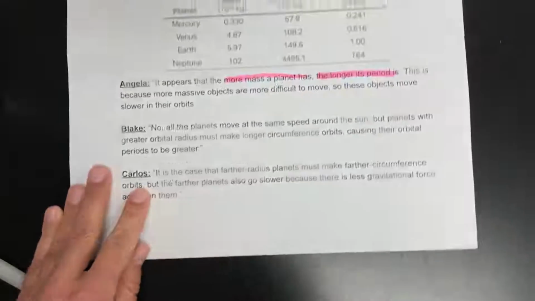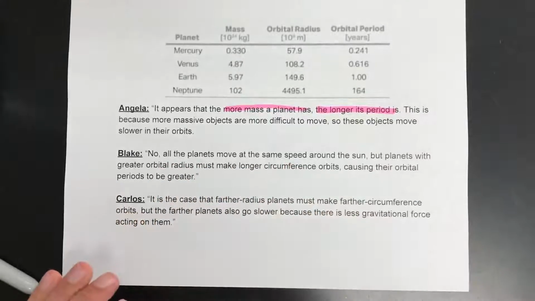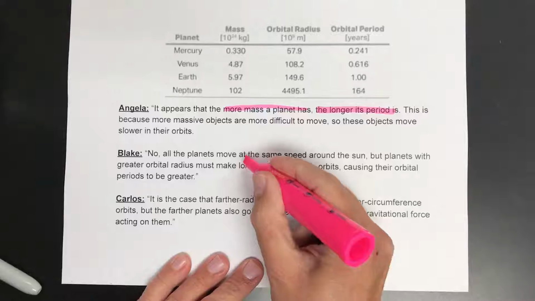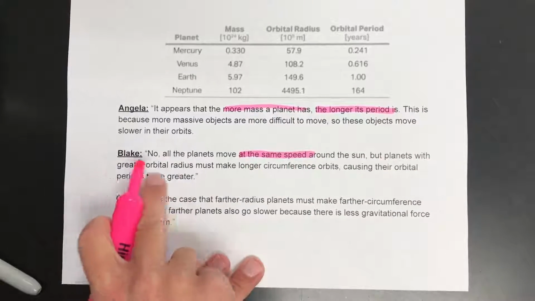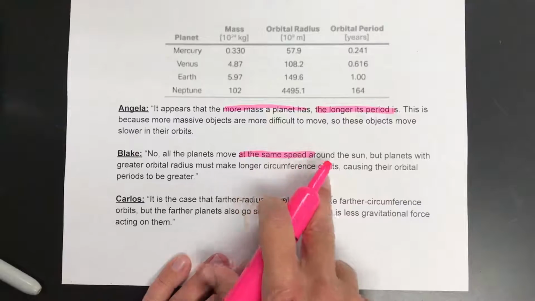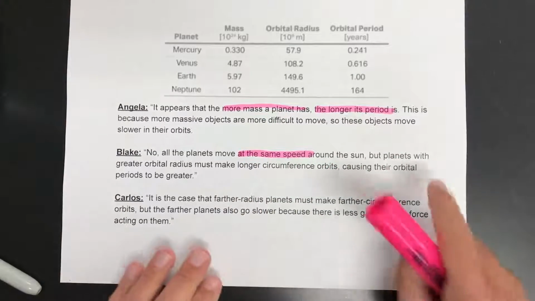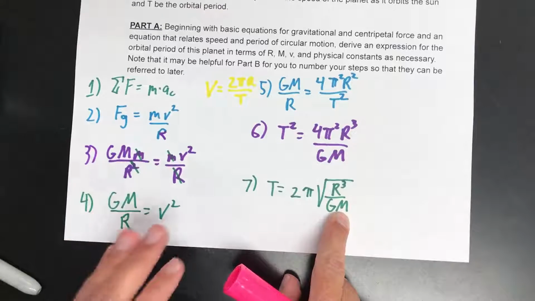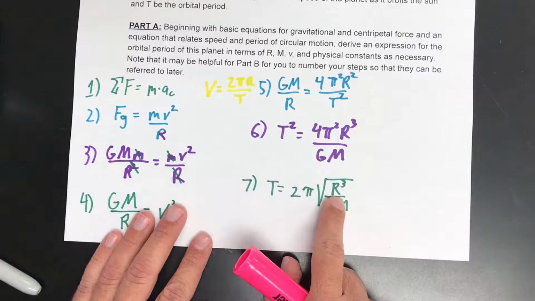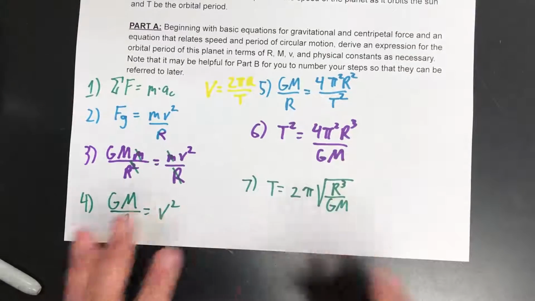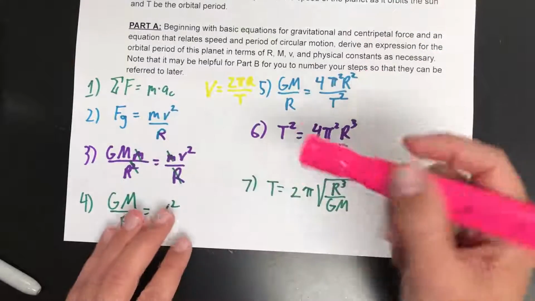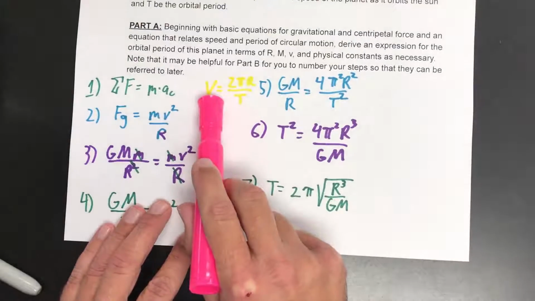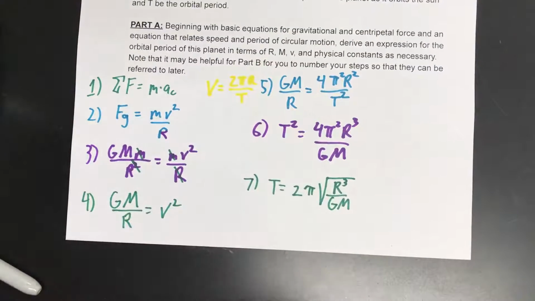Let's look at Blake's argument and put it to the equation here. So Blake says, no, all the planets move at the same speed around the sun, but the planets with greater orbital radius make longer circumference orbits, causing their orbital periods to be greater. But if we look here, 2 is a constant, pi is a constant, G is a constant, the mass of the sun is a constant for all the planets. So the only thing that matters is the radius. So he is right, the bigger radius, the bigger the circle they have to go through, but there's no reason to assume they all have the same speed, and therefore it affects the radius and the period there.